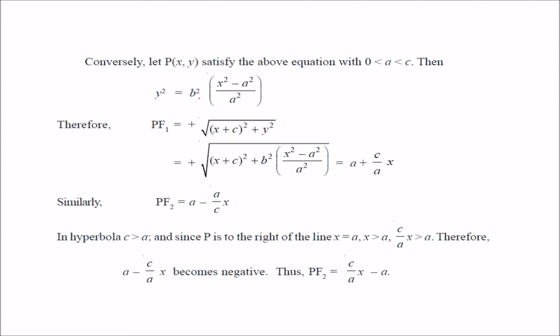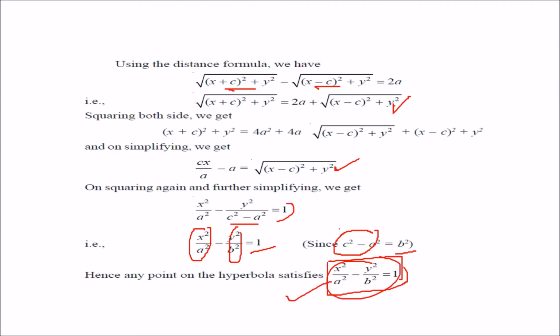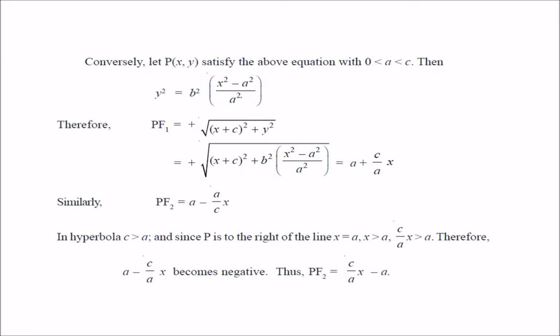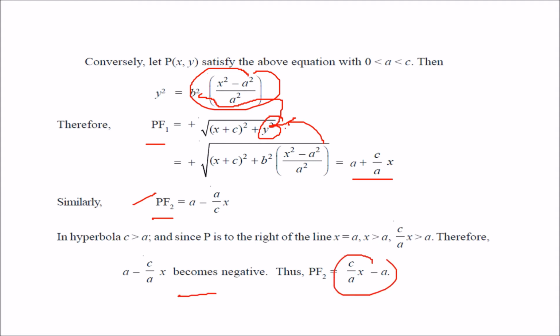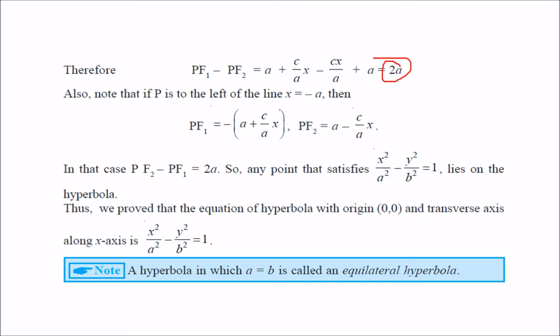Now let us see the converse. We write this equation in this form: y square is equal to b square times x square minus a square, by a square. Let us find PF1 and PF2. PF1 is this. Let us replace y square by this whole expression, and we see it will be a plus c by a times x. Again for PF2, if we solve like this, it will be a minus c by a times x, and if we subtract them you will get exactly 2a. It totally depends on which axis your hyperbola lies on, because this equation is for when the transverse axis is the x-axis.